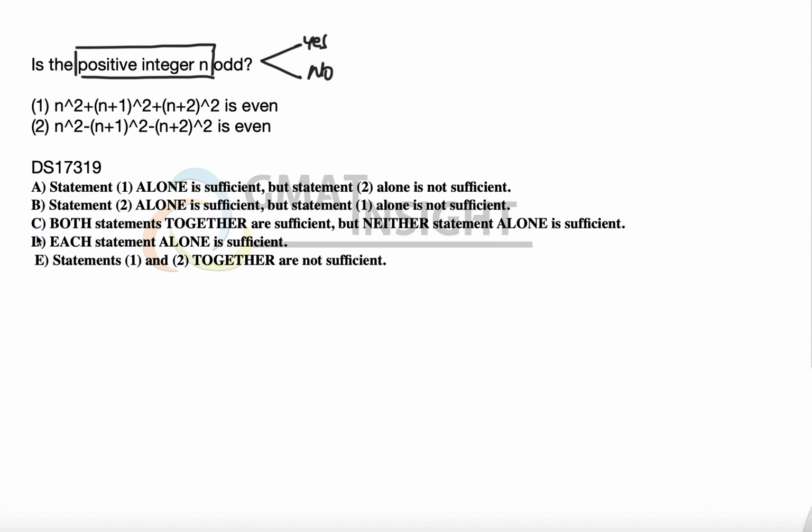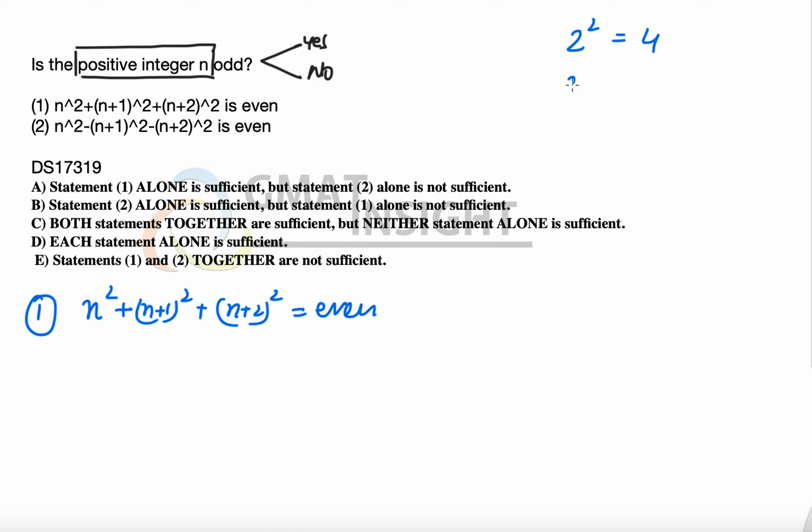So now let's start looking at the first statement, which says that n squared plus (n plus 1) squared plus (n plus 2) squared is equal to even, right? Squaring a number does not change the property of the number in terms of being even or odd. For example, if you square an even number, the result is even, and if you square an odd number, then the result is odd, which means squaring does not make any difference in the property of the number being even or odd.